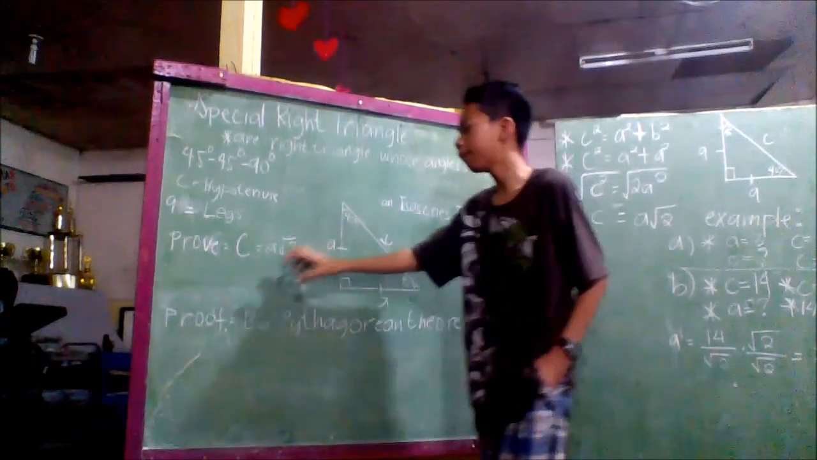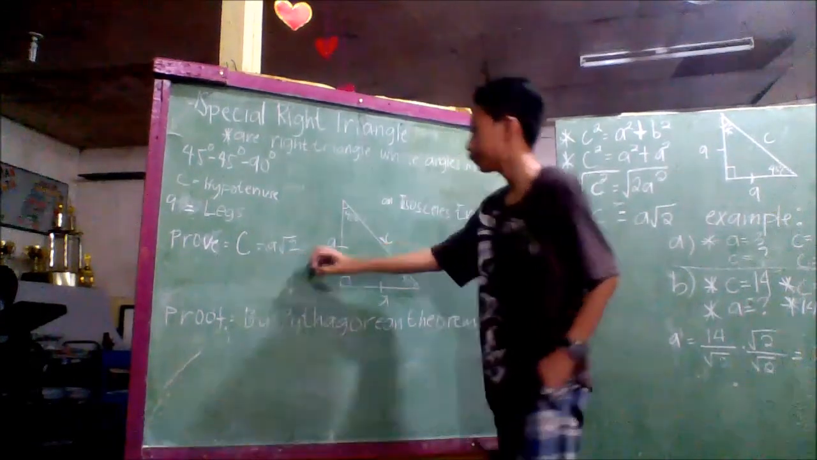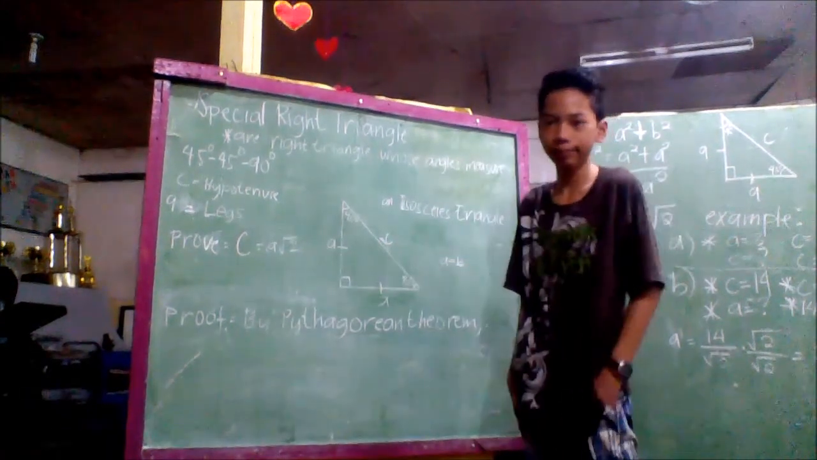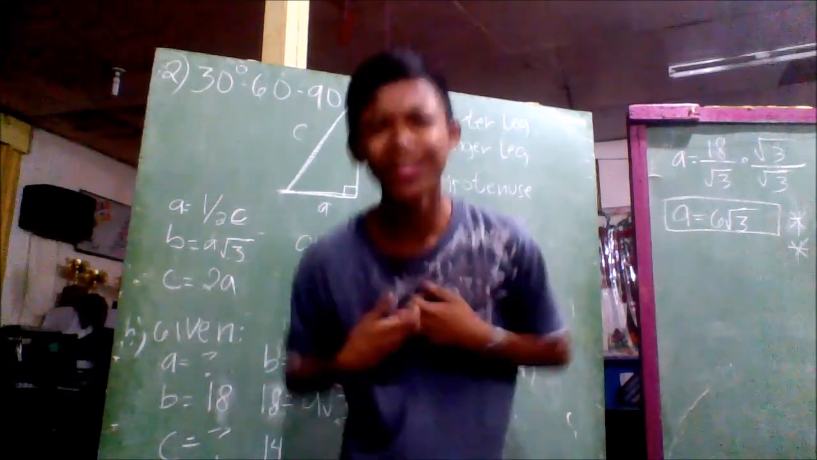Just remember the formula for getting this: C is equal to A square root of 2.